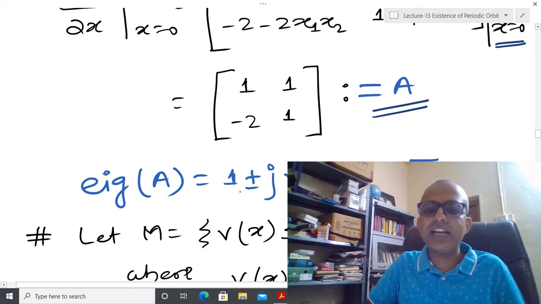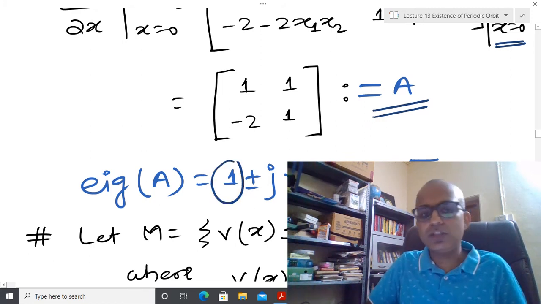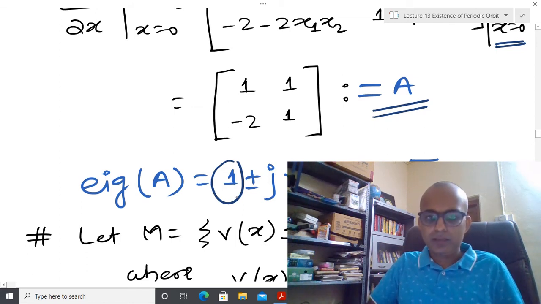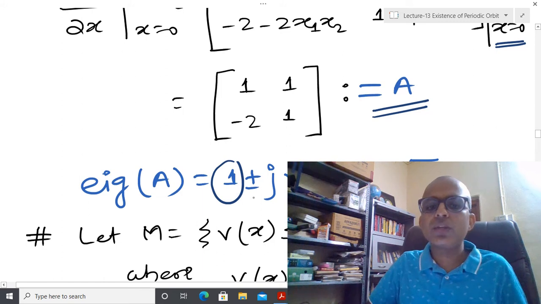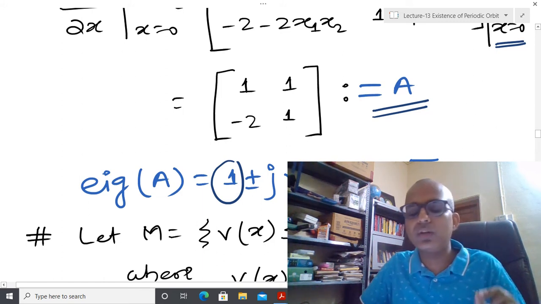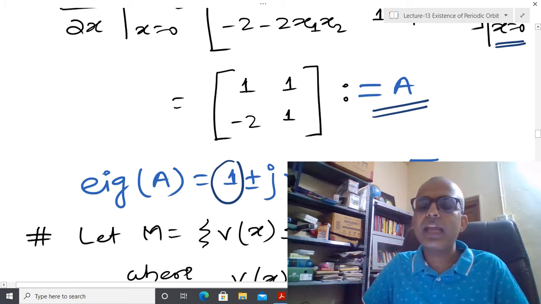Now if you check the eigenvalues of this system, you can see that they are complex, and the real part of this complex eigenvalue is positive. And we just discussed that if the real part of a complex eigenvalue is positive, then I have unstable behavior, an unstable focus. It means that the trajectory is not going to stay at 0 if we start nearby 0.